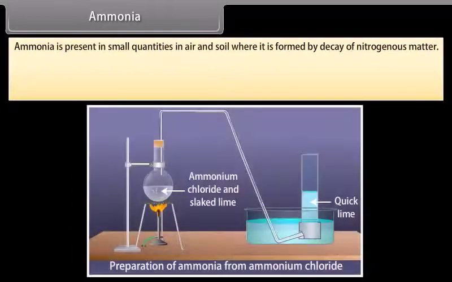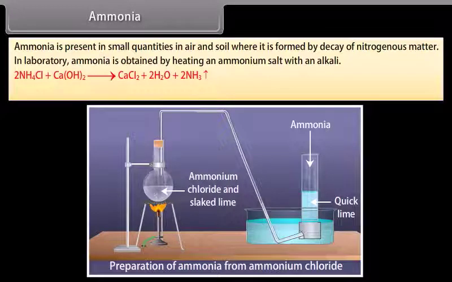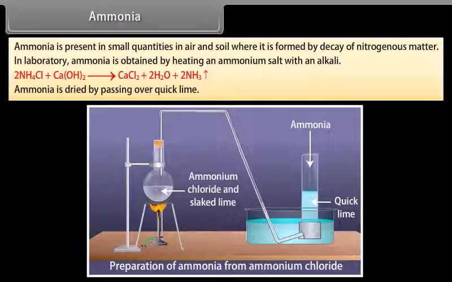Ammonia. Ammonia is present in small quantities in air and soil, where it is formed by decay of nitrogenous matter. In the laboratory, ammonia is obtained by heating an ammonium salt with an alkali. Ammonia is dried by passing it over quicklime.